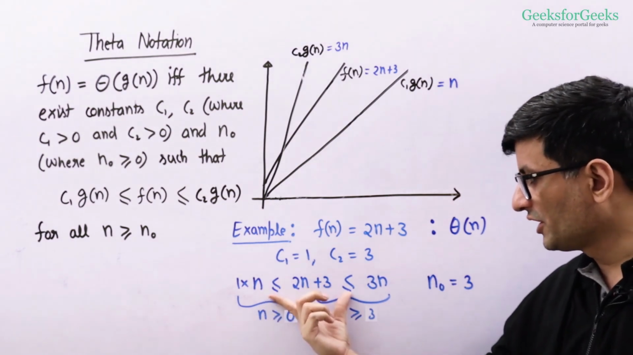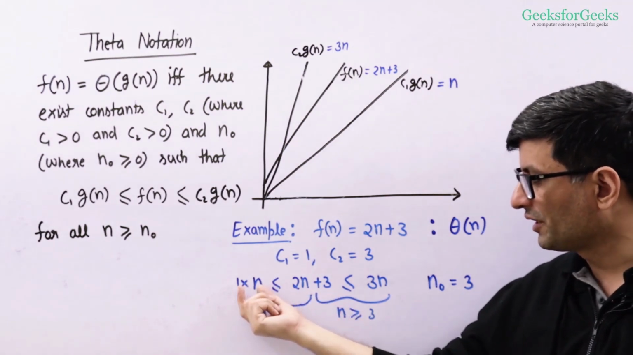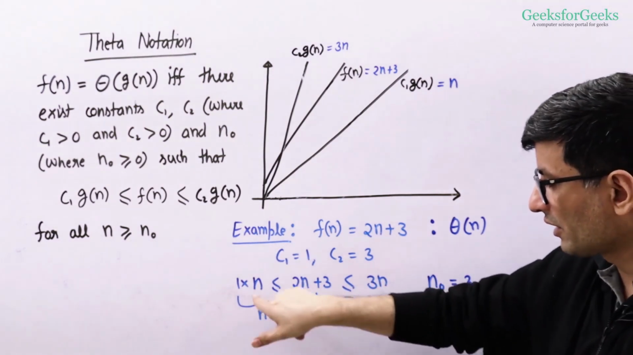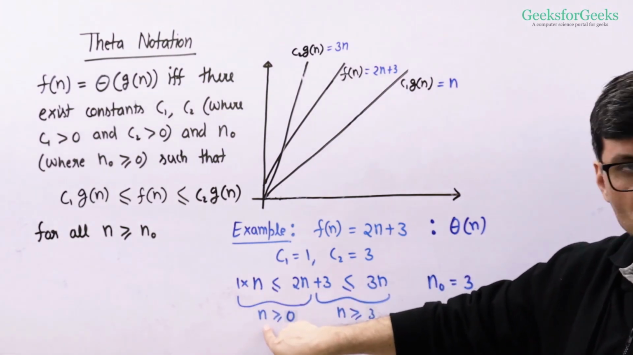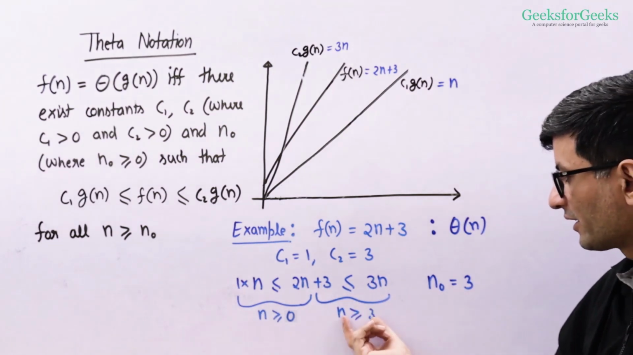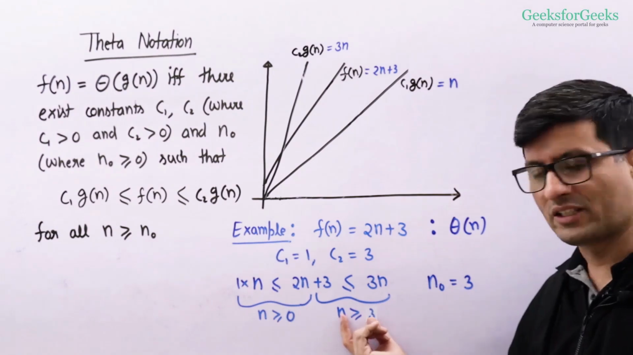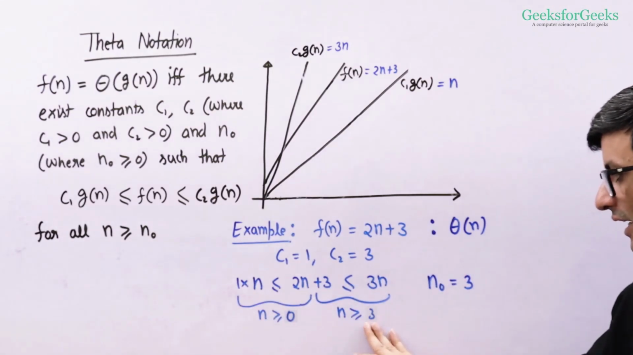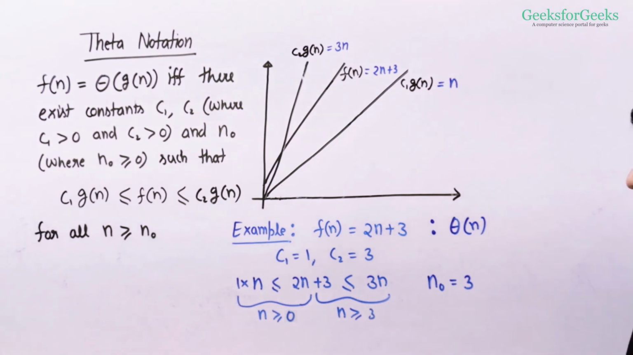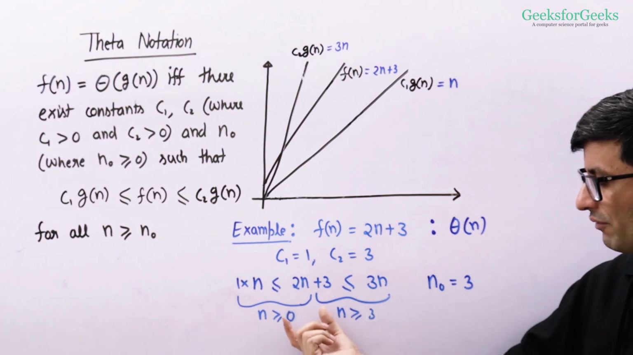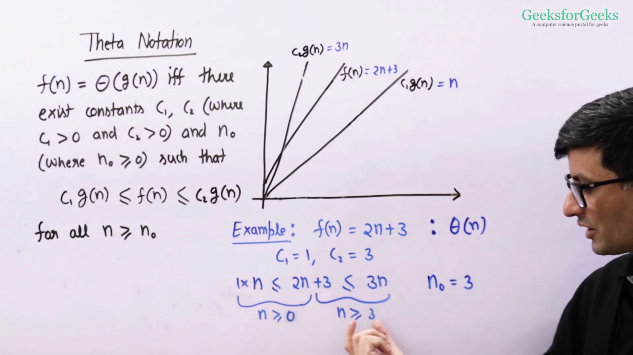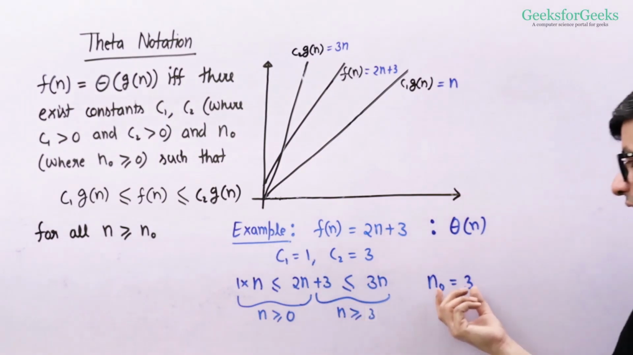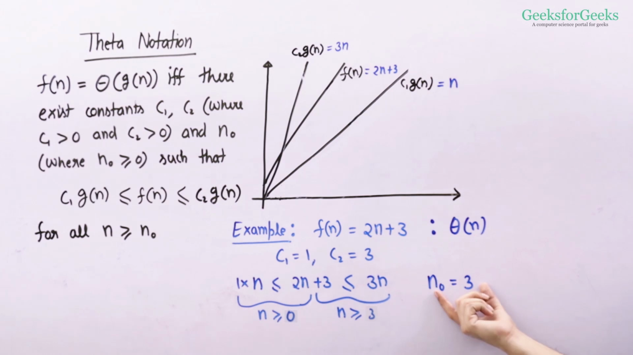So we have this inequality, right? 2n plus 3 should be greater than or equal to n and should be smaller than or equal to 3n. From this part of the inequality, we get n greater than or equal to 3. From this part, we get n greater than or equal to 0. We actually get n greater than or equal to minus 3, but we talk about n naught greater than or equal to 0 only. So we consider n as greater than or equal to 0, right? Now, if I take a combination of these two, for which values of n will both be true? This is true for n greater than or equal to 0. This is true for n greater than or equal to 3. They both will be true for n greater than or equal to 3. So we have n naught as 3.